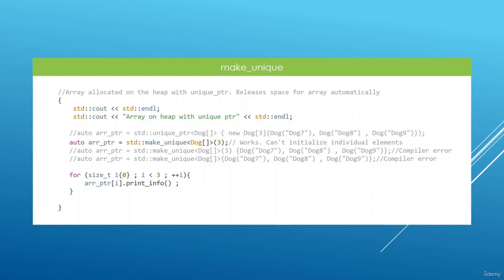Another thing you should know is that you can also use make unique to do the same thing, and the syntax is what you see here. For example, we can say rptr equals std make unique. We say dog pointer, and we specify that we have 3 dog objects inside. But once we do this, we can't initialize individual elements. And if you try to do that like we do in the 2 lines following here, you're going to get a compiler error. The syntax is not supported yet.